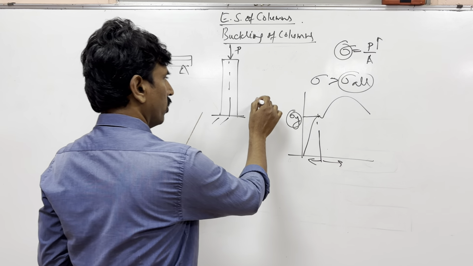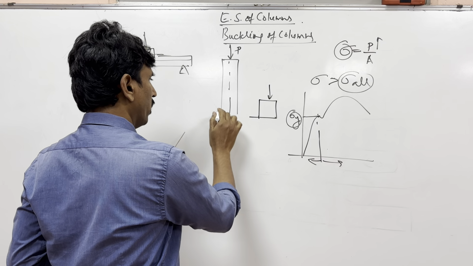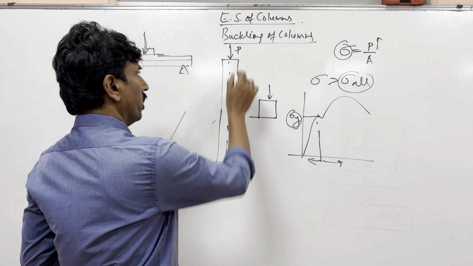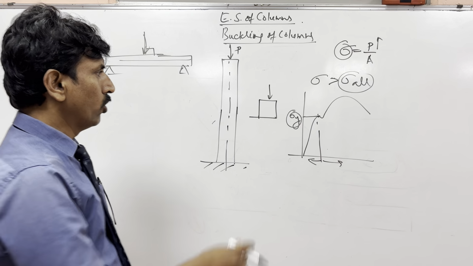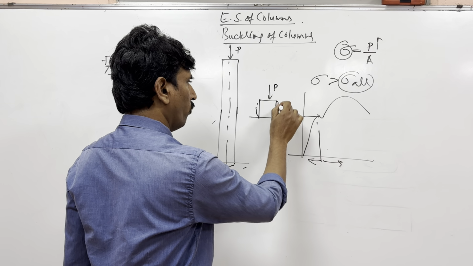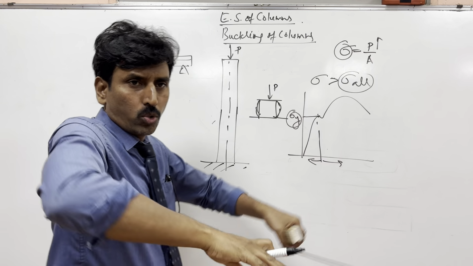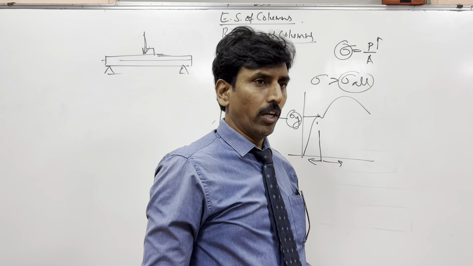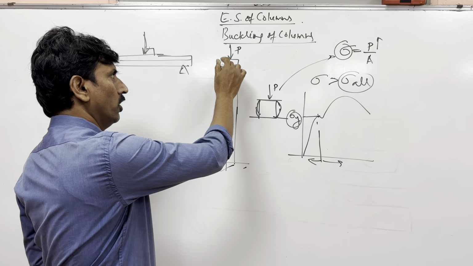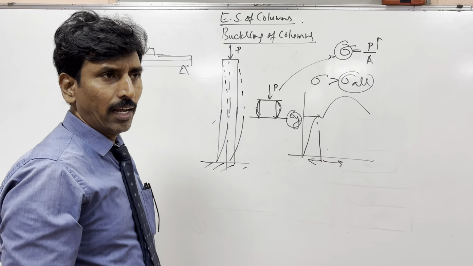Where can you use this? If a column is very short like this, then you can use this equation, because short columns usually fail because of compressive loads. They start to swell onto the sides and fail. At that time you can use this formula. But if it is very long, it starts to bend like this and fail.